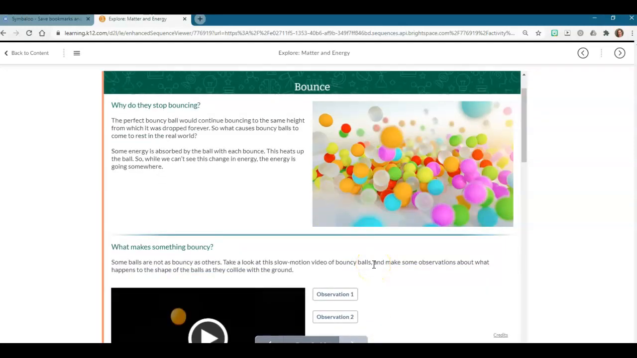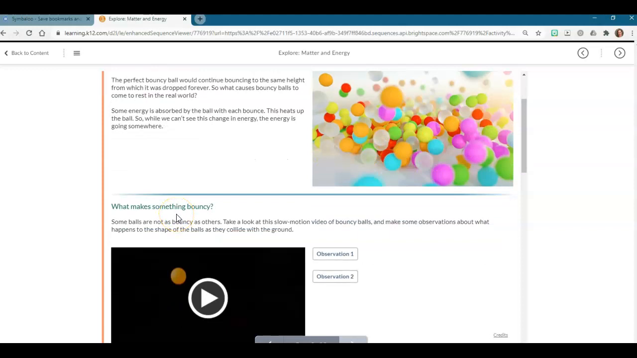So why do they stop bouncing? The perfect bouncy ball would continue to bounce to the same height from which it was dropped forever. So what causes bouncy balls to come to a rest in the real world? We know that some energy is absorbed by the ball with each bounce, and this heats up the ball. So while we can't see this change in energy, the energy is going somewhere. So remember, we have energy transferring all the time, back and forth.